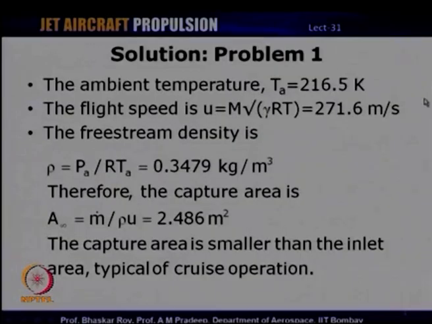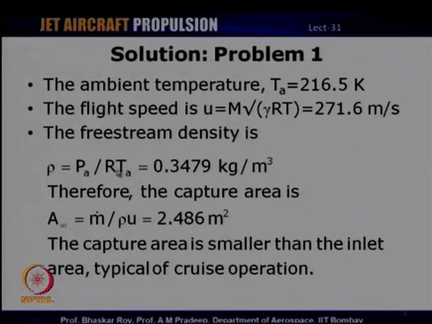So, let us do this calculation first. Ambient temperature is given as 216.5 kelvins. Therefore, from this we can calculate the flight speed, which is u. Mach number is known, 0.9, into square root of gamma RT, which is the speed of sound. So, Mach number times the speed of sound, which is in terms of static temperature. Square root of gamma RT is the speed of sound multiplied by Mach number, and therefore the flight speed can be calculated as 271.6 meters per second.